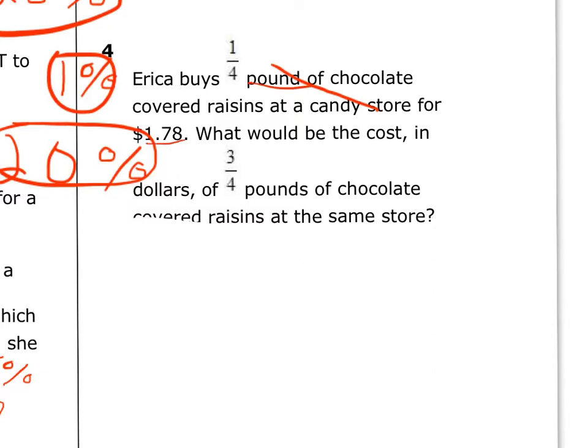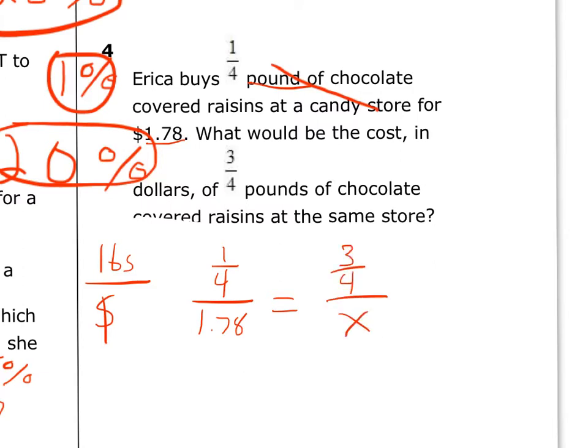So I'm going to put pounds over price. Now on the original pair that we had, what was the original pound? 1/4. So I'm going to put that on top. And how much did it cost? $1.78. Now that's going to be equal to, what's the poundage on the new? 3/4. And then we don't know the price.